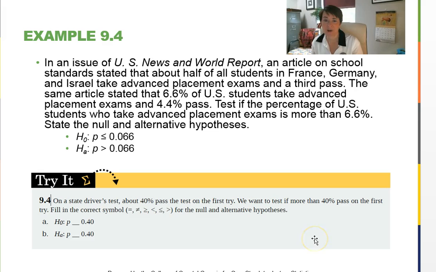9.4, on a state driver's test, 40% pass the test on the first try. We want to test if more than 40% pass the test. So our null hypothesis is not going to be more than. It is going to be less than or equal to, and our alternate hypothesis is more than. That is what we're trying to prove.